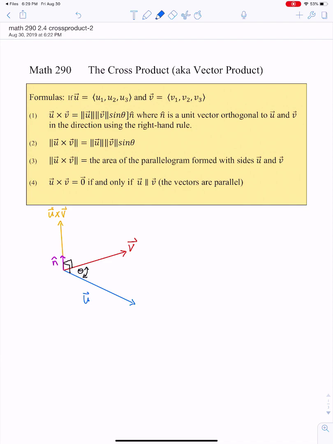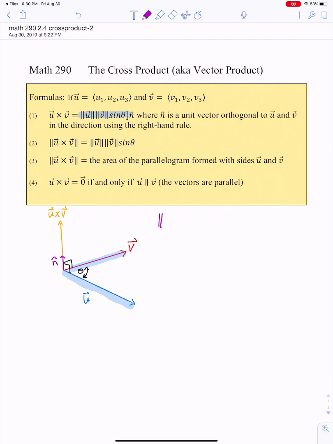So first of all, when we have a vector like this vector right here, u, and we do the cross product with another vector v, we use the right-hand rule, and the result is a vector which is perpendicular or orthogonal to both of these vectors, pointed in the direction of your thumb. Now this is the magnitude right here. It's the magnitude of u, magnitude of v times the sine of theta. And then n is a unit vector pointed in the direction using the right-hand rule.